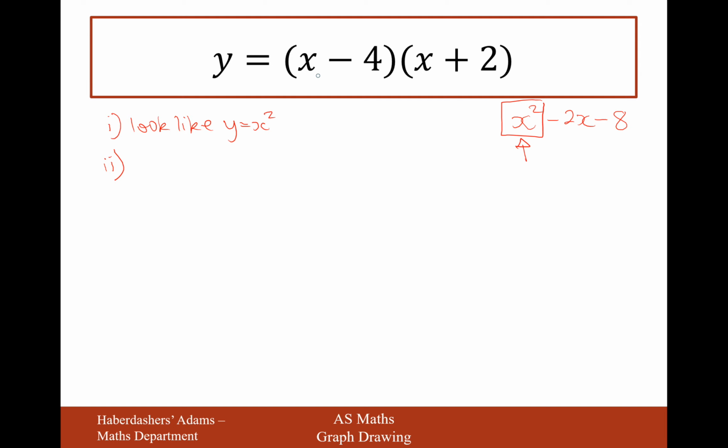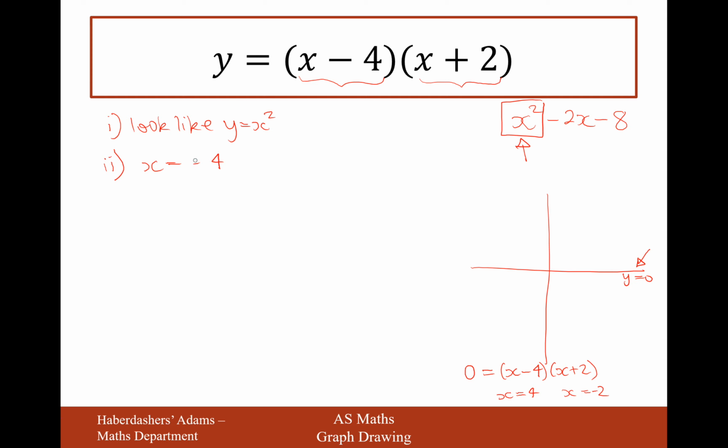The x-axis intercepts are where the brackets will effectively be made 0. Whenever we cross the x-axis, it's the y component that equals 0. So if we want 0 to equal (x minus 4)(x plus 2), we just solve this equation. x equals 4 and x equals minus 2. So we know the graph is going to cross at plus 4 and minus 2.